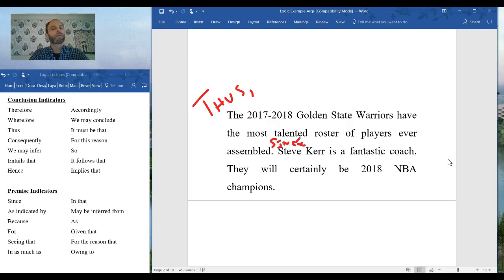That doesn't exactly make sense, right? The fact that Steve Kerr is a fantastic coach gives us no indication that the Warriors have the most talented roster of players ever assembled. So something went wrong here. So let's try again with a different one, let's take another one of these statements as the conclusion.